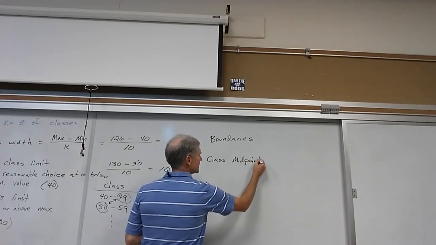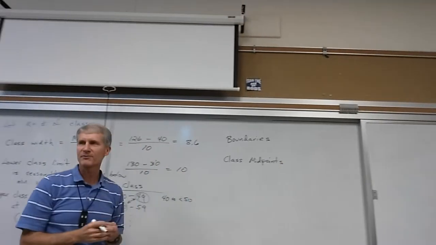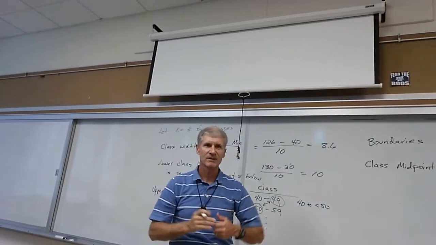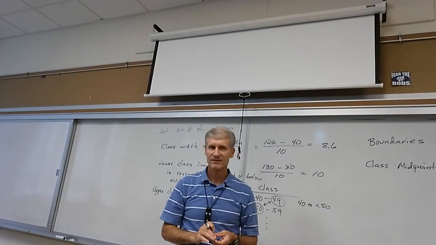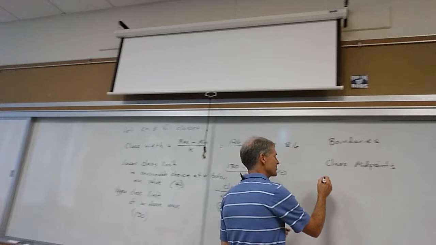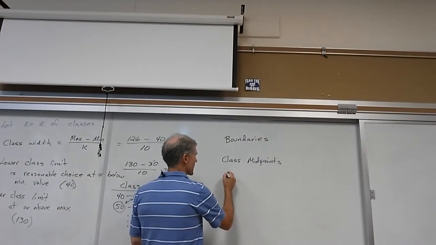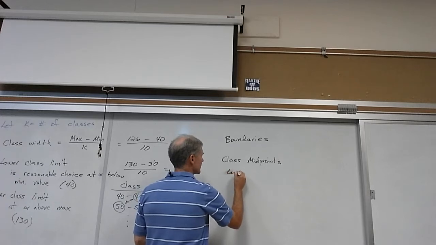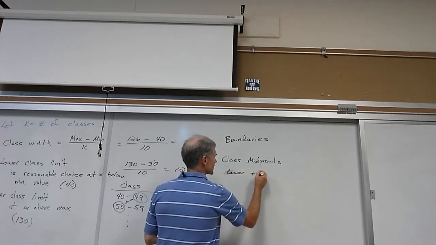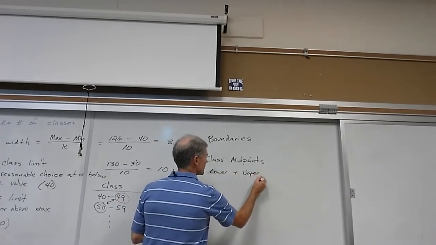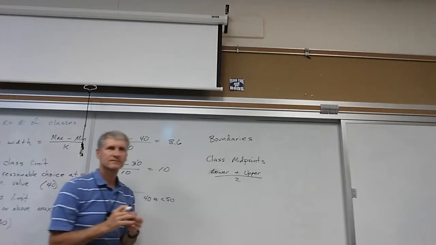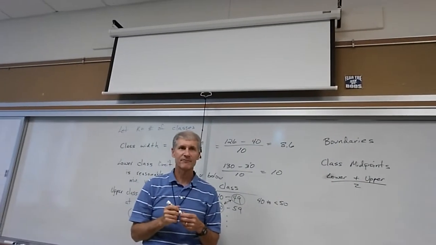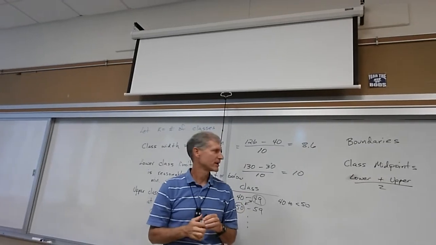Then they talk about class midpoints. And I'll give you the way they do it in the book, but I would do it slightly different just because it doesn't really make any difference and it seems more reasonable. Class midpoint is lower limit plus upper limit divided by 2. In other words, the average of the lower and the upper limit.